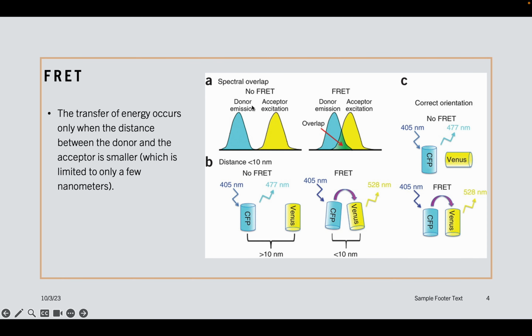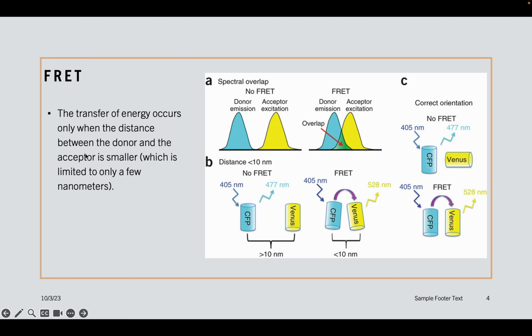If you look here, there are two molecules, the donor molecule and the acceptor molecule. As you can see, this is the emission and this is the excitation of the acceptor. It's not the same. So as I have already told you, if the emission of the donor and the excitation of the acceptor are not the same, there is no FRET, there is no energy transfer. The energy transfer will only occur if the emission of one and the excitation of the other overlap. And if we see this overlap, it will cause the energy transfer.